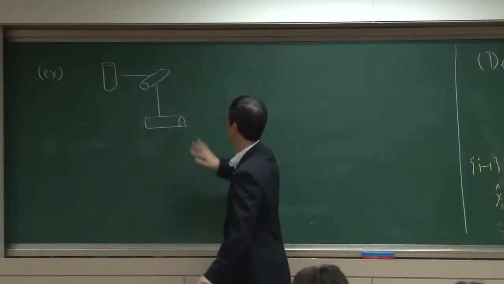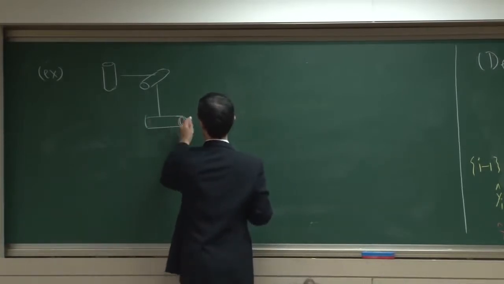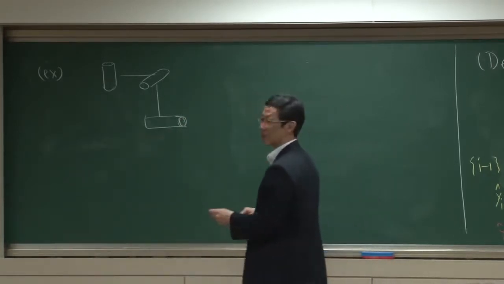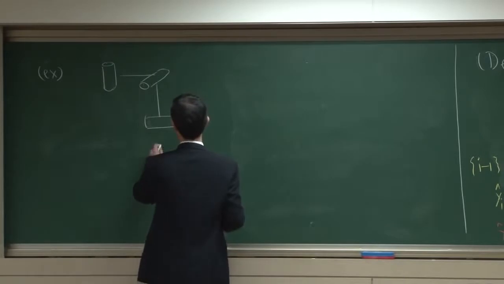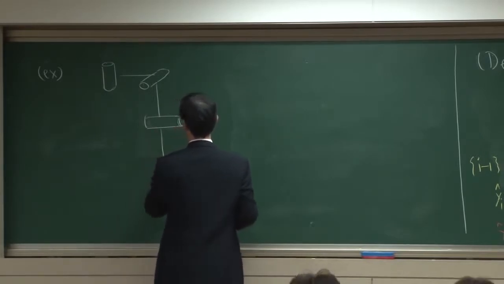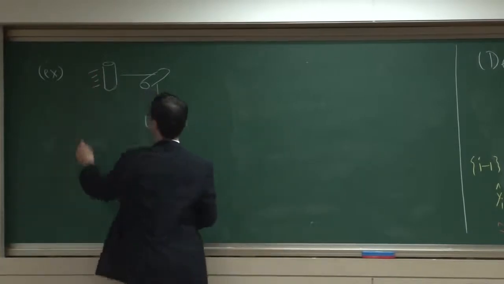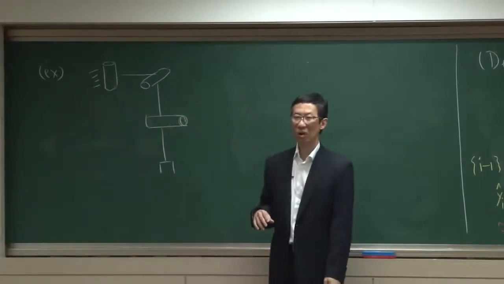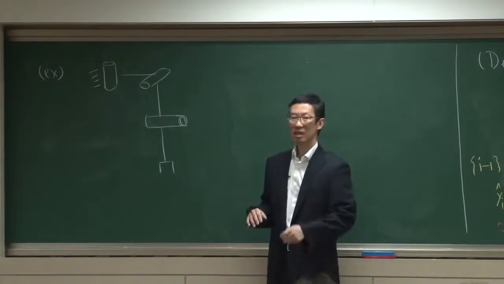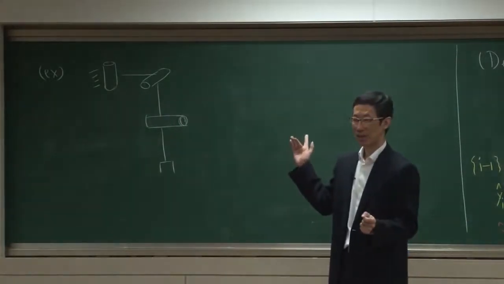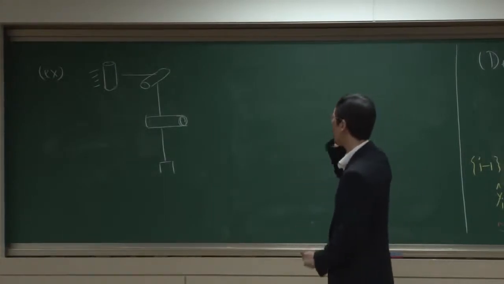Okay, so there's my chain. And we'll put the hand over here somewhere. Okay, and let's say that this joint is rigidly attached to the wall. Okay, so I want to write down the forward kinematics for this robot.